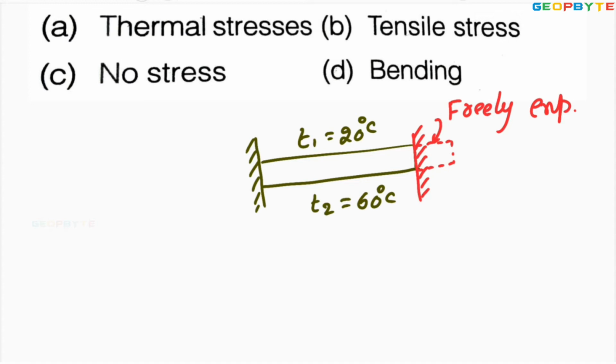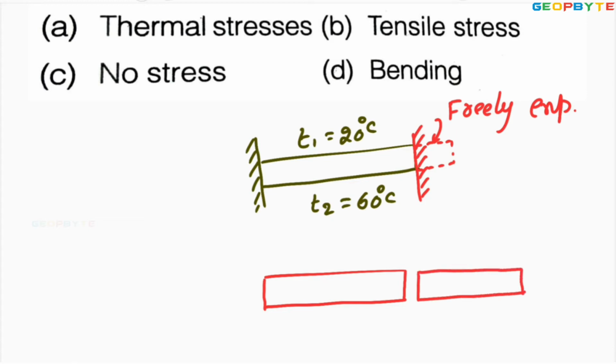For avoiding the thermal stresses in a railway track, let this be one rod of the railway track, and this is the other rod of the railway track. In between the two rods, you can find a small gap for avoiding the thermal stresses, or for allowing the free expansion or free contraction.